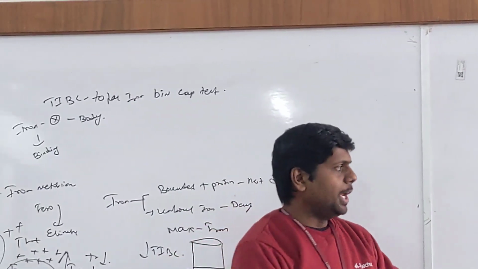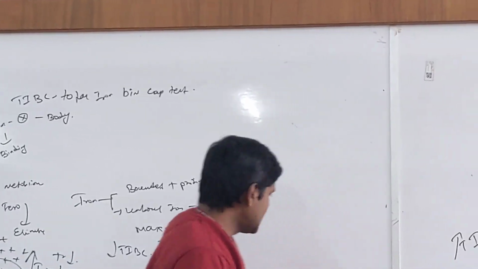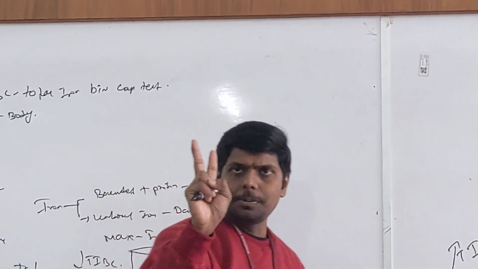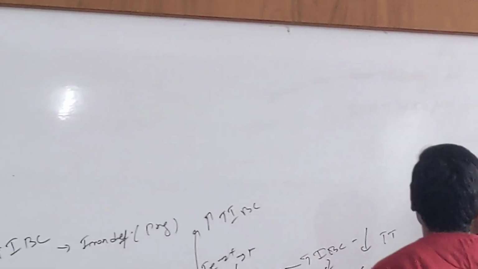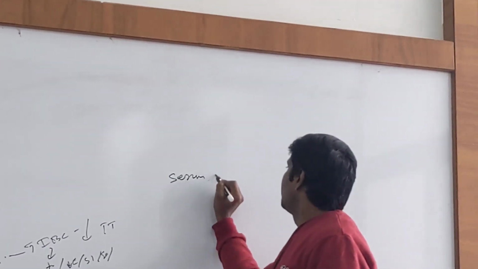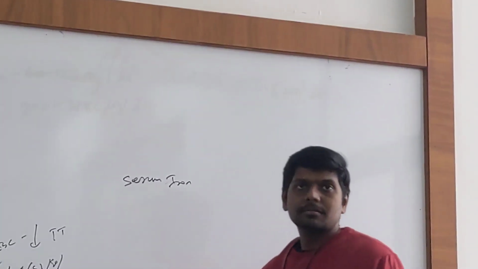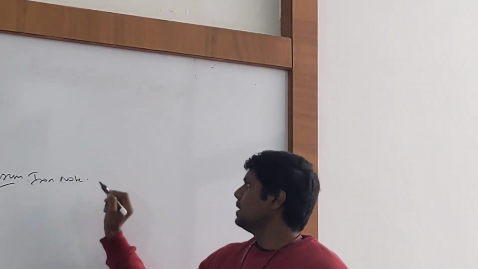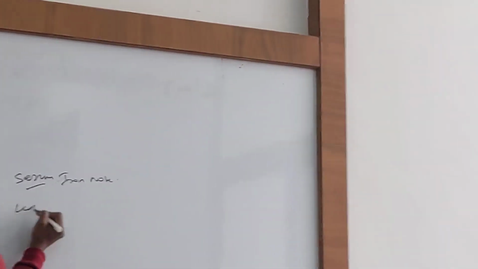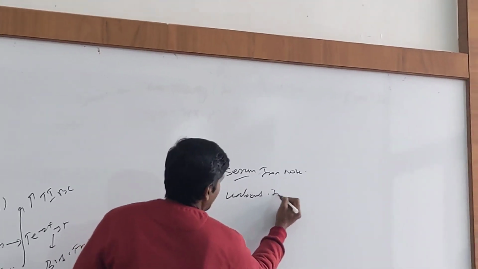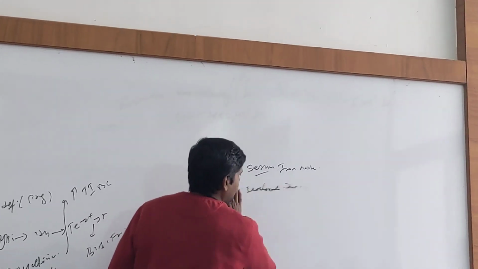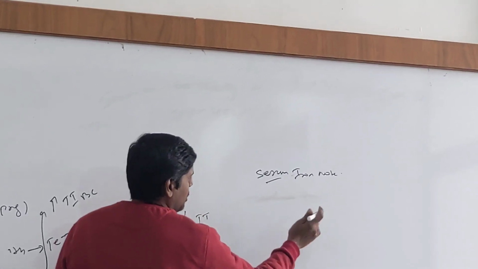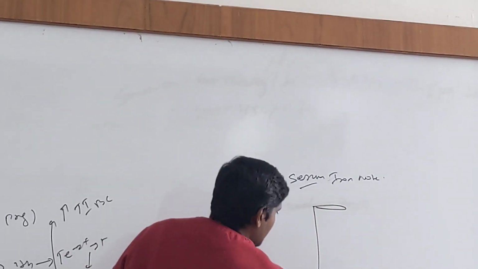So how are we going to detect this test? In this test, we are trying to check two types of iron molecules: serum iron molecules and unbound iron molecules. I will show you a diagram. Listen.